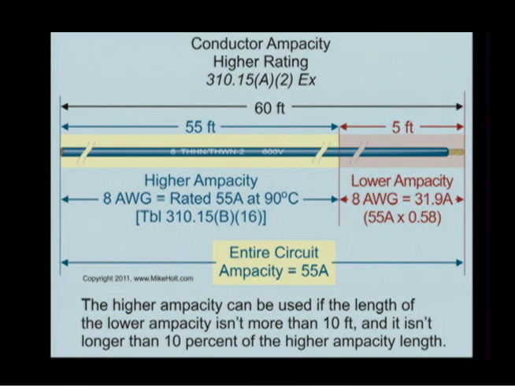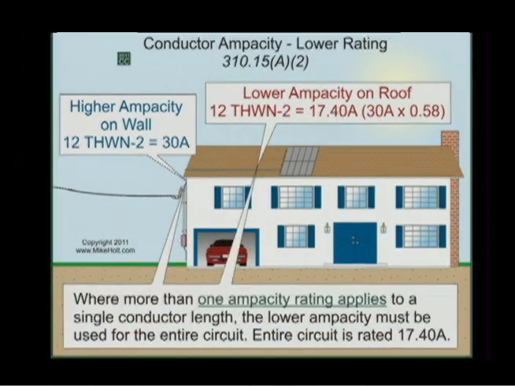Mike, can we go back a couple slides to 151 there? Okay, this slide right here. And I was asking John about this, and we've got the lower ampacity on the roof, and I don't know how many times I've had this question asked to me, where we have the 12 THWN-2 equals 17.4 amps, 30 amps times 0.58.